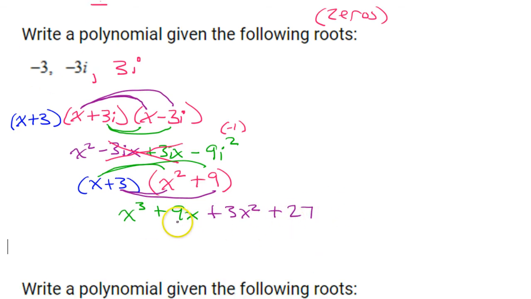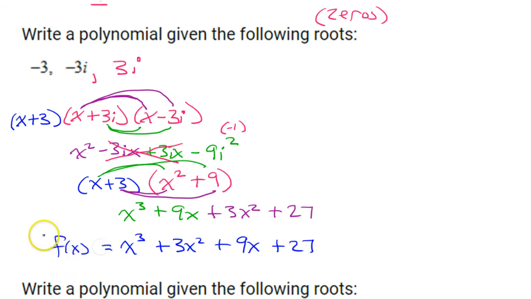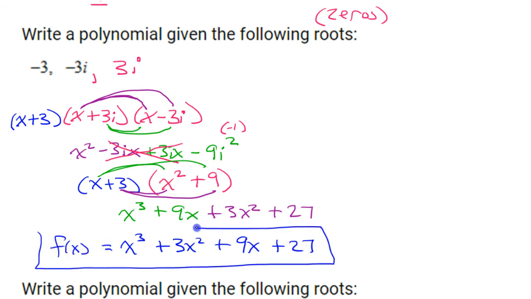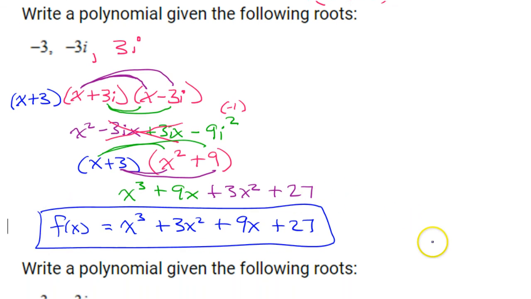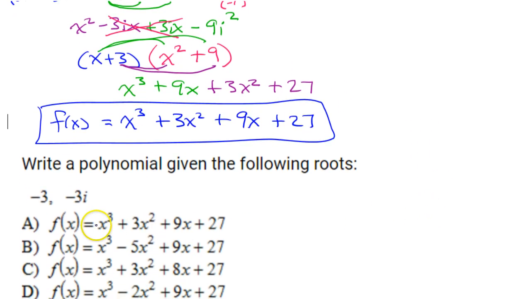There are no like terms, but these two terms are out of order from what we are used to. Well, out of order from standard form, which should be decreasing exponent order. So I will rearrange these into standard form. So that would be x to the third power plus 3x squared, just brought that over, plus 9x, just move that over, plus 27. Alright, let's just throw an f of x equals in front of it to make it official. And there is our polynomial. Now let's see which answer that is. Well, that matches up with option A.